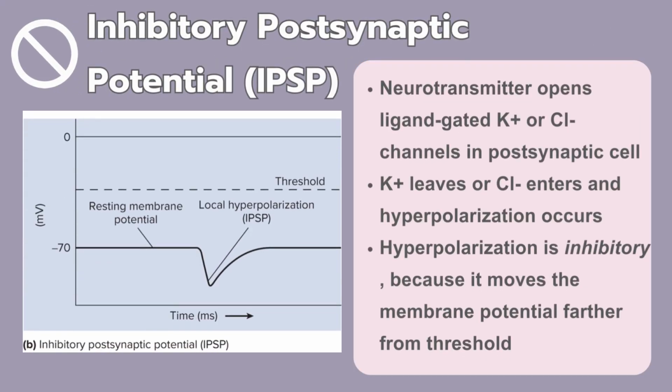In inhibitory postsynaptic potentials, or IPSPs, neurotransmitters open ligand-gated potassium or chloride channels in the postsynaptic cell. Potassium leaves the cell, or chloride enters the cell, both causing hyperpolarization. Hyperpolarization is an inhibitory response because it moves the membrane potential farther from threshold, making it more difficult for the cell to create an action potential.